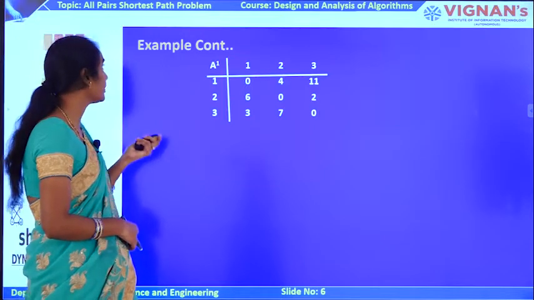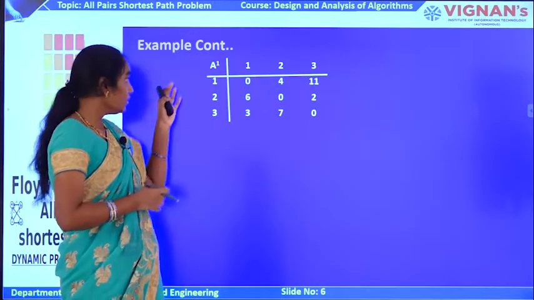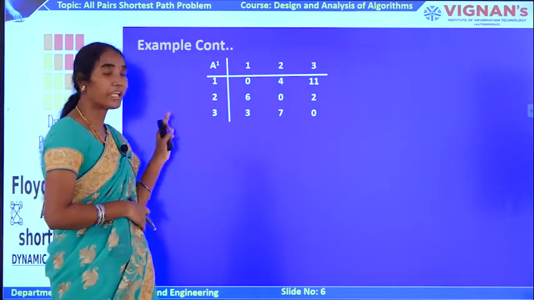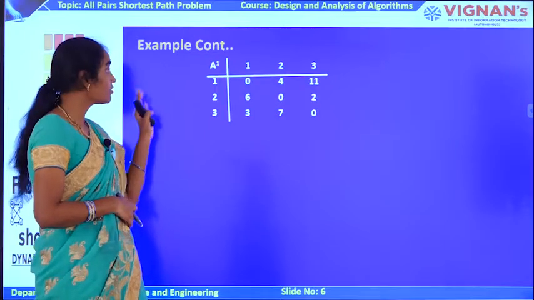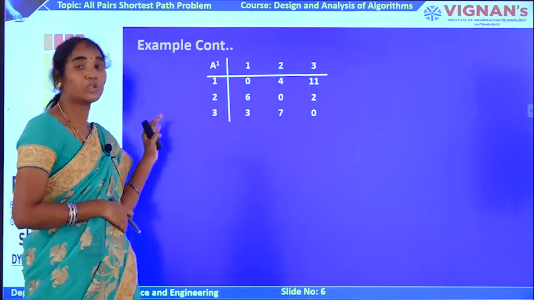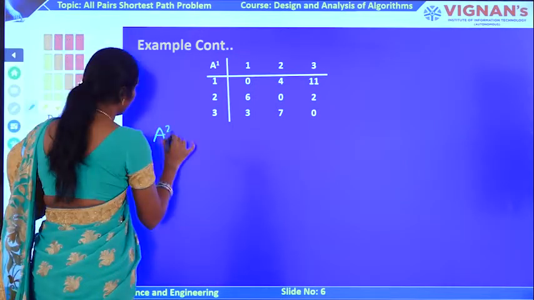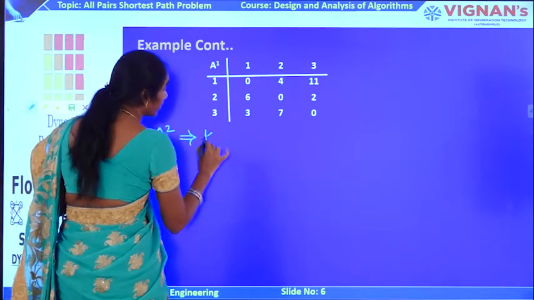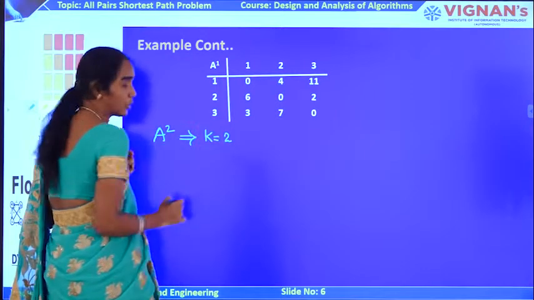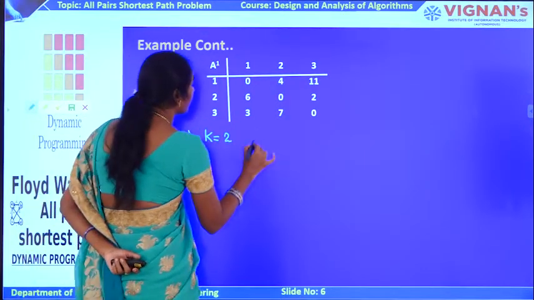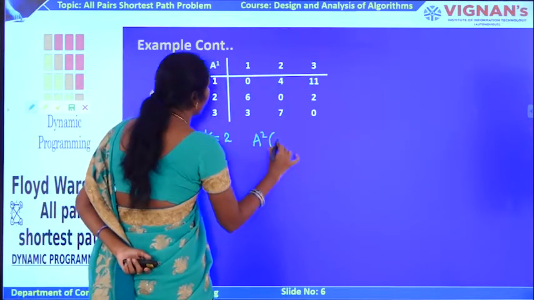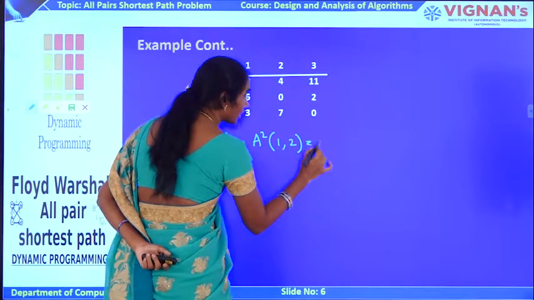So finally we have computed our A1 with our previous step. Now the next thing is to compute A2. To compute A2, the intermediate vertex we take is 2. So now A2 of 1 comma 2, how to compute this?